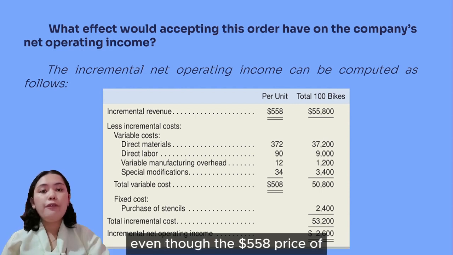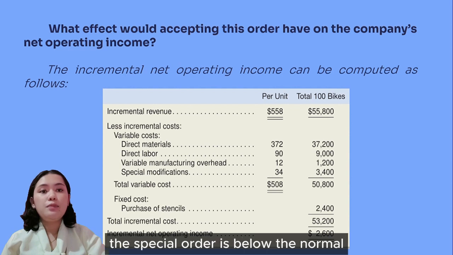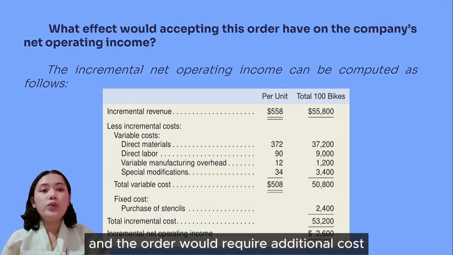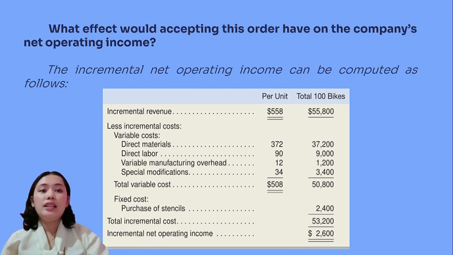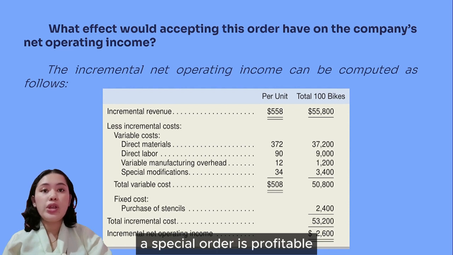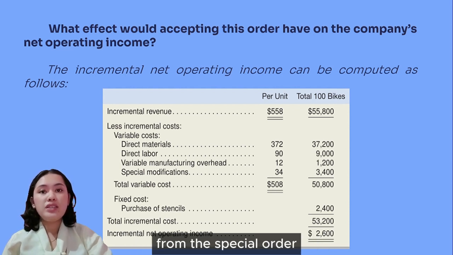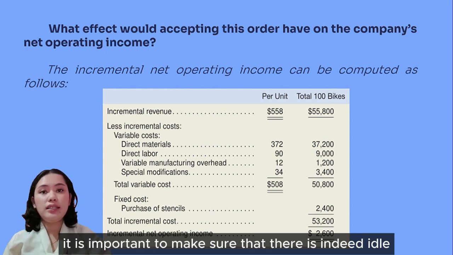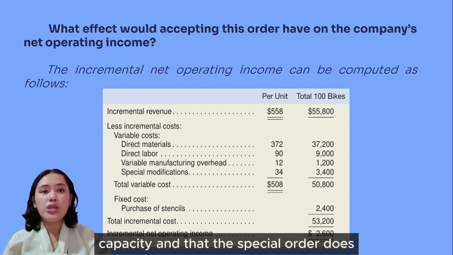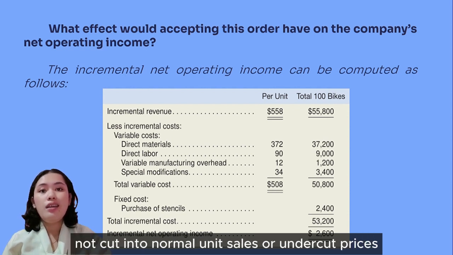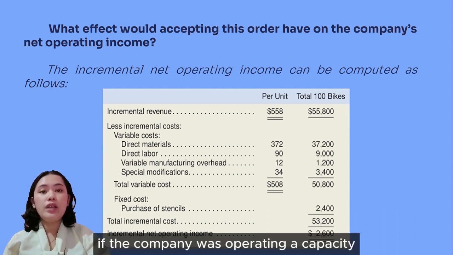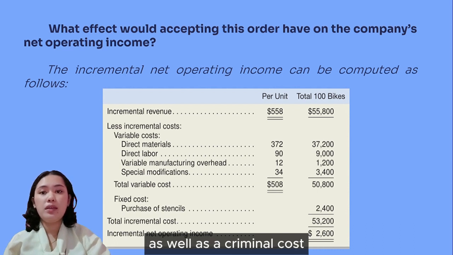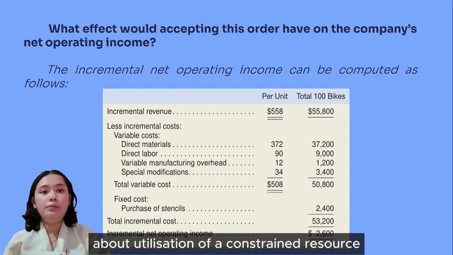Therefore, even though the $558 price of the special order is below the normal $564 unit product cost, and the order would require additional costs, the order would increase net operating income. In general, a special order is profitable if the incremental revenue from the special order exceeds the incremental cost of the order. However, it is important to make sure that there is indeed idle capacity and that the special order does not cut into normal unit sales or undercut prices on normal sales. For example, if the company was operating at capacity, opportunity costs would have to be taken into account as well as the incremental costs that have already been detailed above.